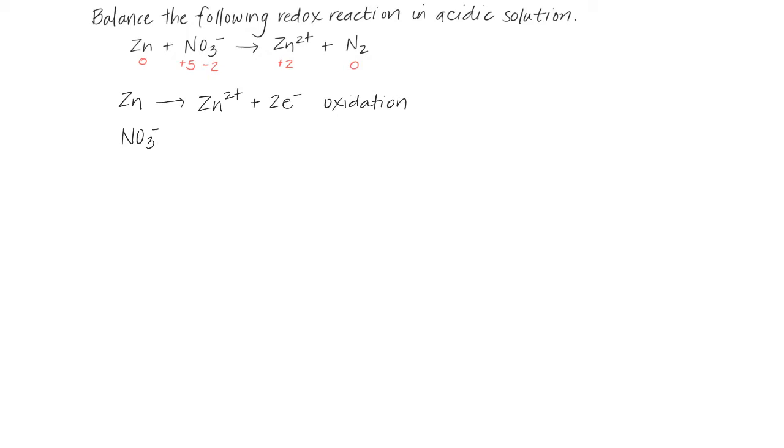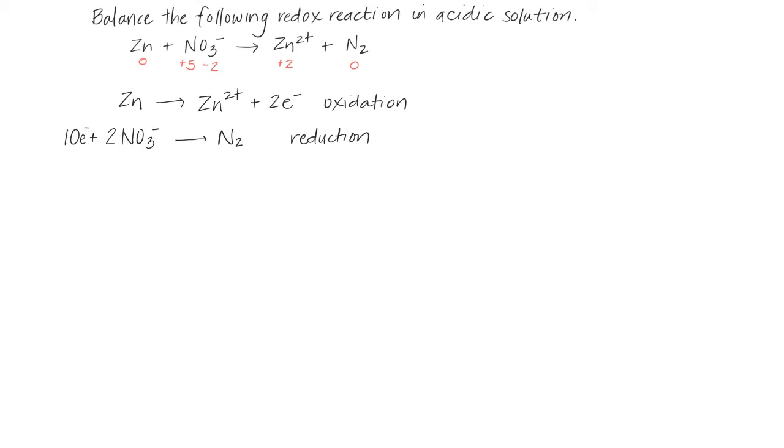Nitrate goes to N2. And nitrogen on the left is +5. Nitrogen on the right is 0. However, there are 2 nitrogen on the right, so we do need to put a 2 in front of the nitrate to balance that nitrogen. And since each nitrogen will gain 5 electrons, we now have a gain of 10 electrons. And this would be our reduction half.